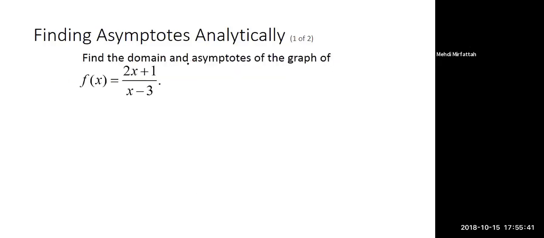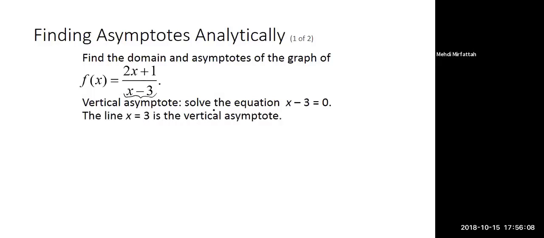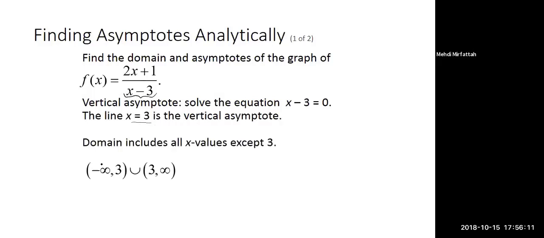Find the domain and asymptotes of this graph. We have 2x plus 1 over x minus 3. Vertical asymptote. Remember, to find the vertical asymptote, we take what we have at the bottom of the fraction, which is x minus 3, let it equal 0, and solve for x. That would be your vertical asymptote. So x equal to 3 is your vertical asymptote. So the domain would be from -infinity to 3 and from 3 to infinity.